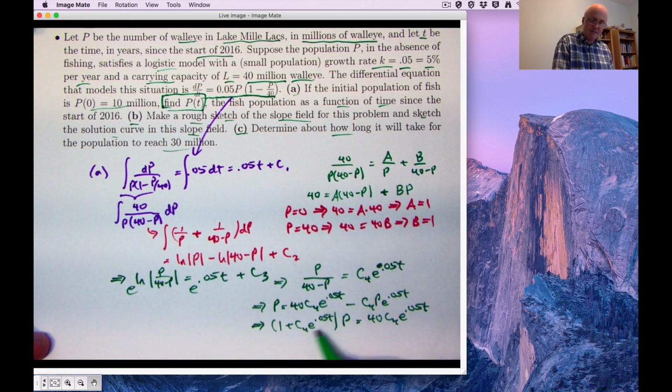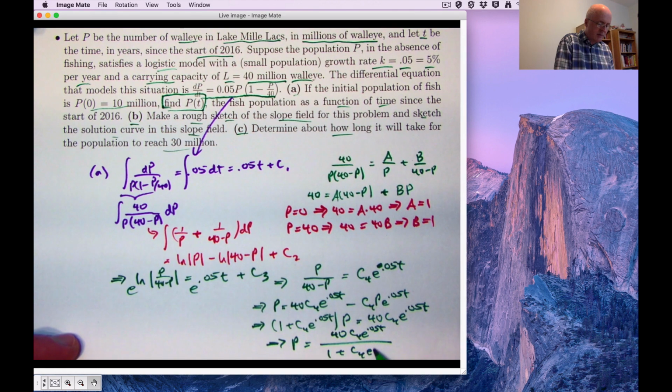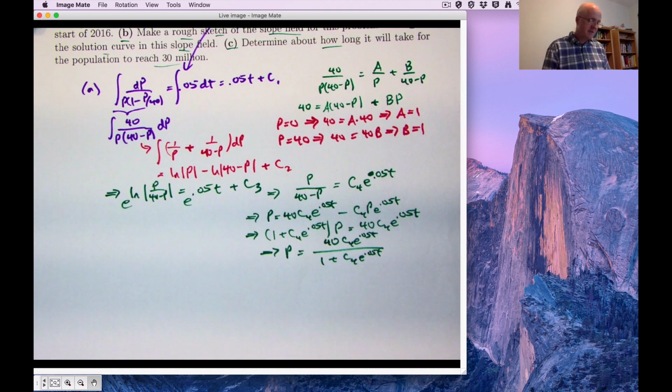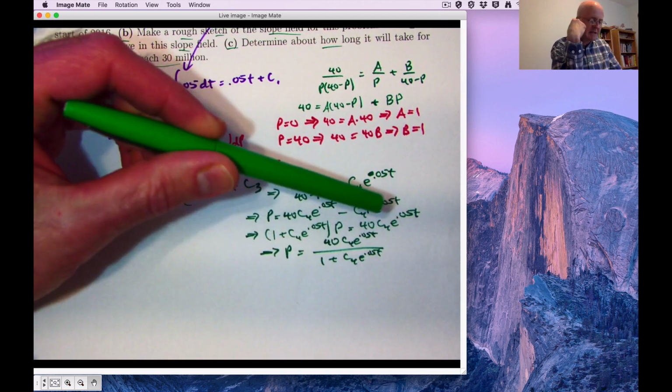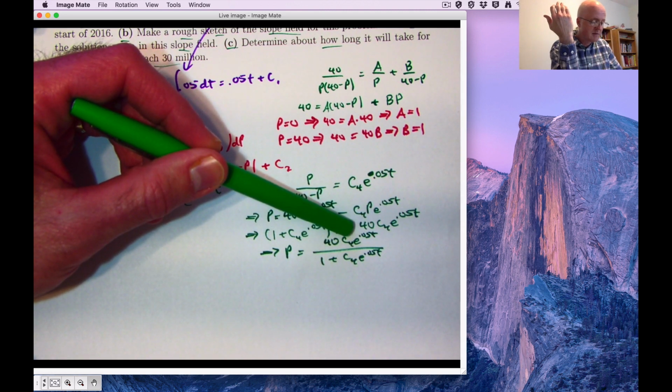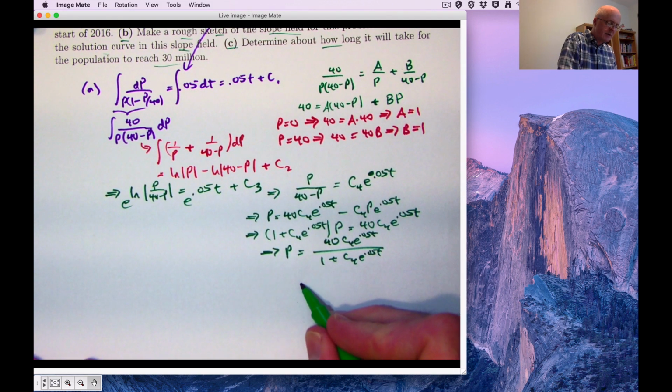Now just divide both sides by this to isolate P. So it looks like one form of a general solution is 40 C4 e to the 0.05 t divided by 1 plus C4 e to the 0.05 t. A more common thing to do here at this point is to now get rid of the exponential function in the numerator by doing what? By dividing the top and the bottom by e to the 0.05 t. I think I'm also going to divide by C4. Not that I have to, but I think I'm going to do that.